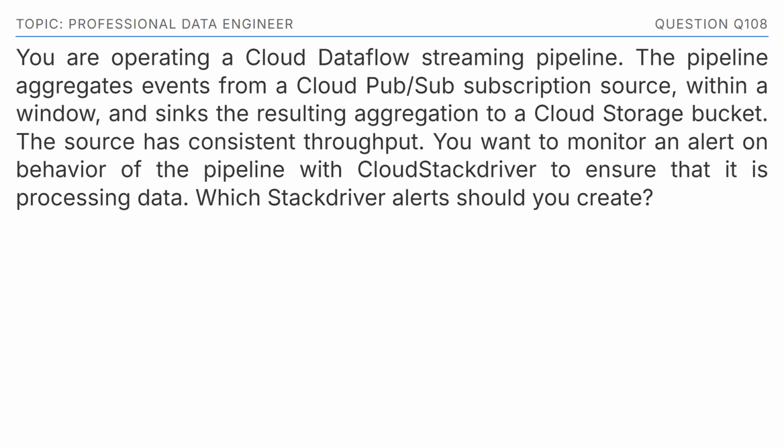You are operating a Cloud Dataflow streaming pipeline. The pipeline aggregates events from a Cloud Pub/Sub subscription source within a window and syncs the resulting aggregation to a Cloud Storage bucket. The source has consistent throughput. You want to monitor and alert on behavior of the pipeline with Cloud Stackdriver to ensure that it is processing data. Which Stackdriver alerts should you create?